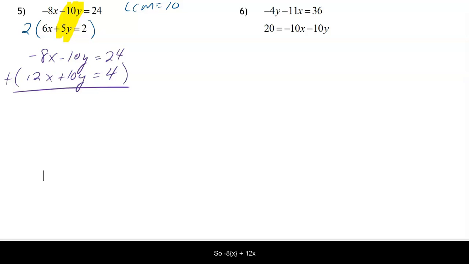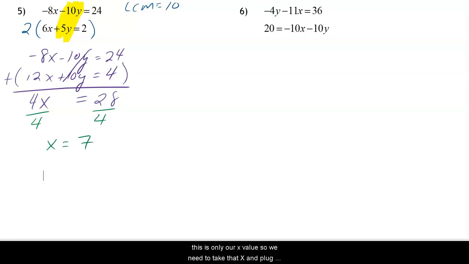So negative 8x plus 12x would be 4x. Negative 10y plus 10y, those are going to subtract out, and then 24 plus 4 will be 28. So 4x equals 28. Then we're going to divide both sides by 4. And x would equal 7. Now this is not our final answer, this is only our x value, so we need to take that x and plug it back into one of our equations to solve and find out what y would equal.